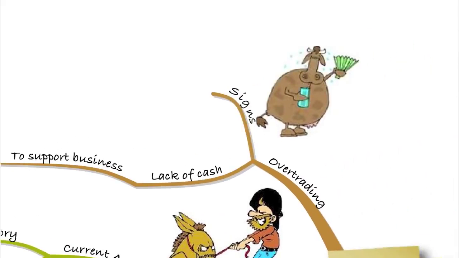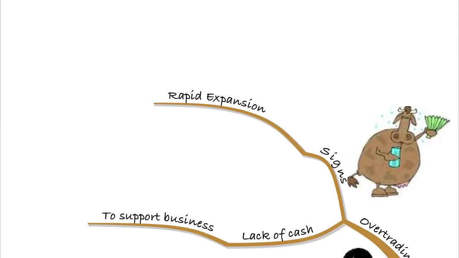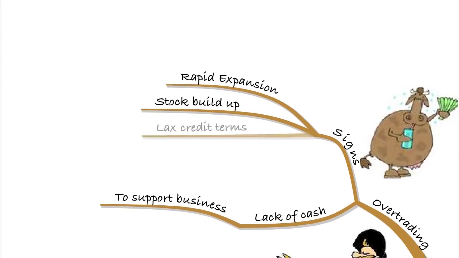So, signs of overtrading. First of all, rapid expansion. You're expanding really rapidly, selling lots of goods, but maybe not getting the cash in for those goods. That will lead to a stock build-up as well. Maybe you're buying in lots of stock thinking you're going to sell it, but again, that's tying up cash. So lots of stock building up, tying up cash, is a sign of overtrading.